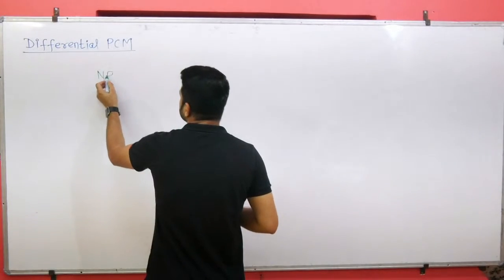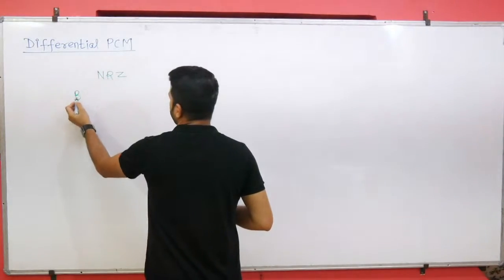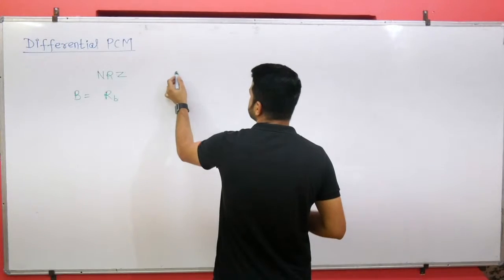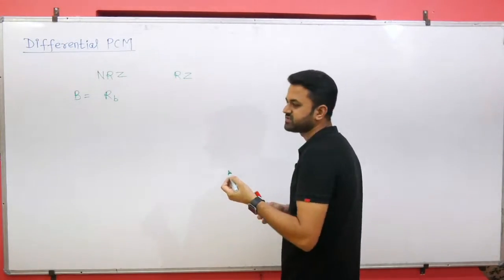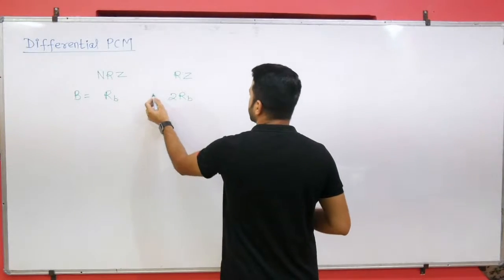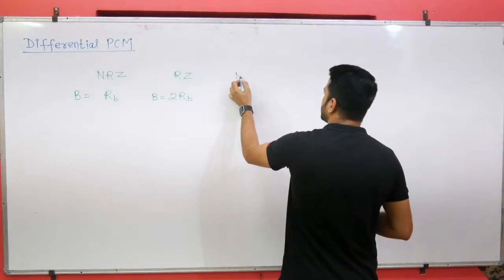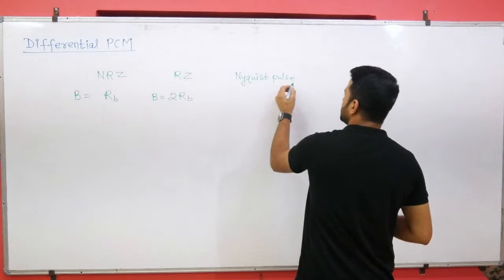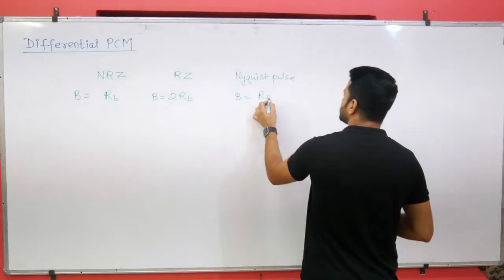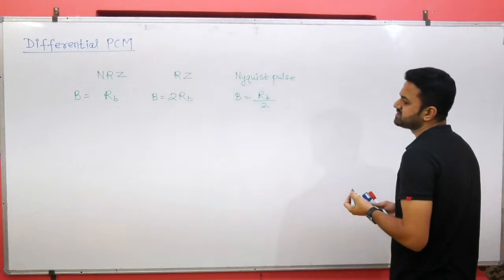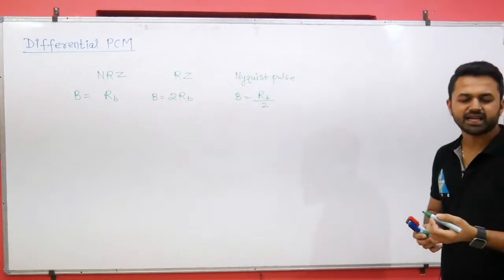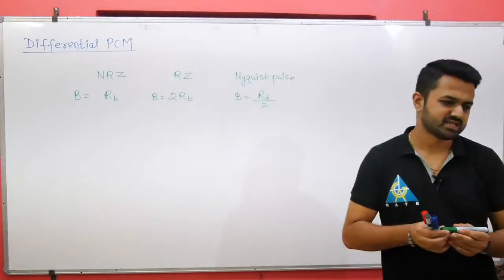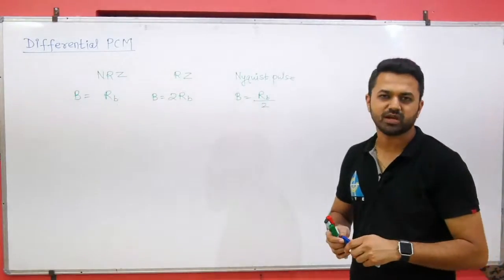Suppose we use the non-return zero signal. We saw that the bandwidth is RB, and for a return to zero signal, the bandwidth is 2RB. And when there is a Nyquist pulse, the bandwidth is RB by 2, which is the minimum bandwidth. So in all the cases, the bandwidth is directly proportional to the bit rate.